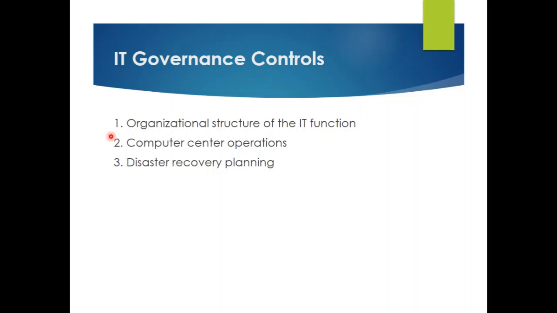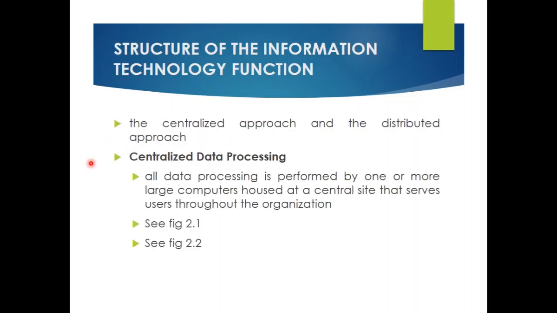So let's start with the structure of the information technology function. The organization of the IT function has implications for the nature and effectiveness of internal controls, which in turn has implications for the audit. In this part, some important control issues related to the IT structure are examined. When we say the structure of the IT function, there are basically two kinds of structure. We have the centralized approach, and we also have the distributed approach.